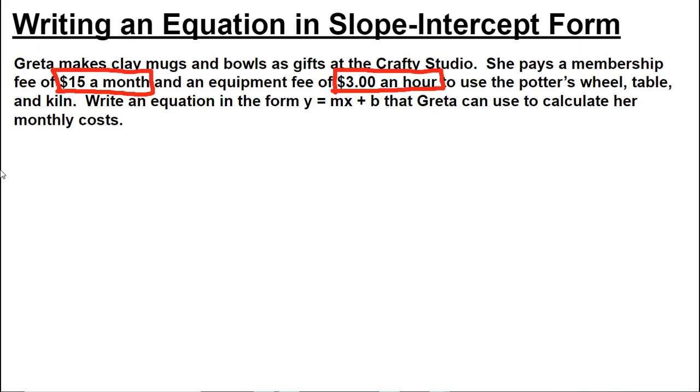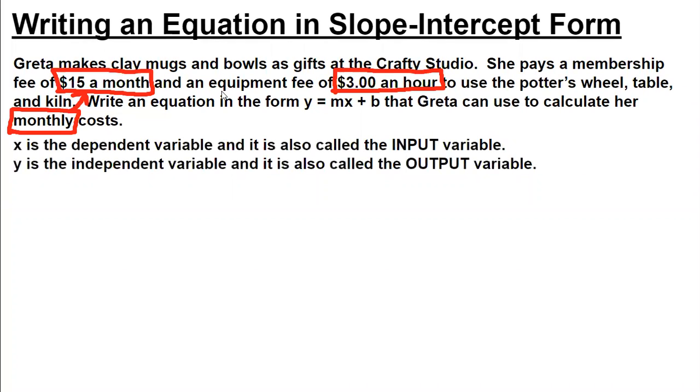So we want to calculate her cost, but only for 1 month. So for 1 month, this is going to be a fixed amount, right? It's not a fixed amount if you figure it out for a year, but for 1 month, $15 is going to be the only cost if she doesn't rent the equipment. If she rents the equipment, this rate is going to apply, $3 an hour. So let's take a look.